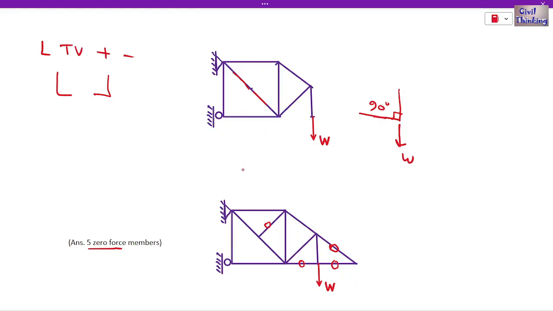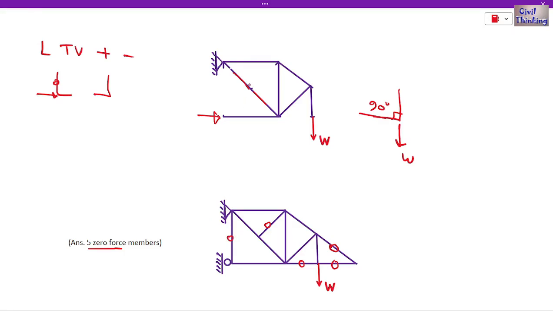Now let us see if we have more zero force members. Now look at this, this is L shape, right? This is L shape, and in a roller support, how do you have support? In a roller support, the reaction is like this, right? And you see this is again L. So 0 is here, right? So the load is in this direction, so this is a zero force member. So I will erase this also, right? So this is a zero force member.